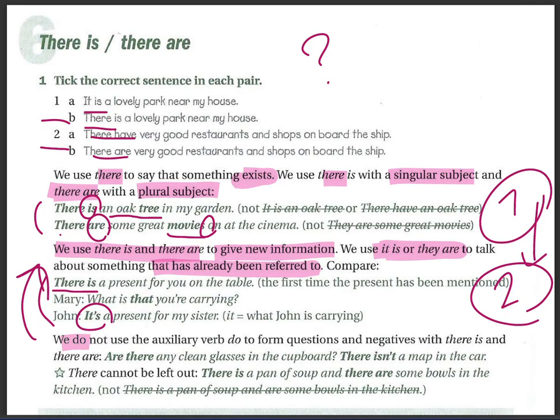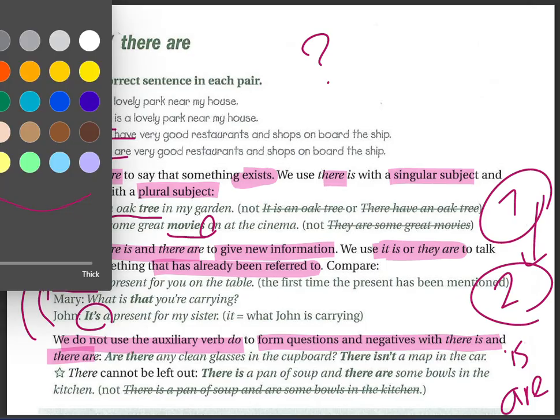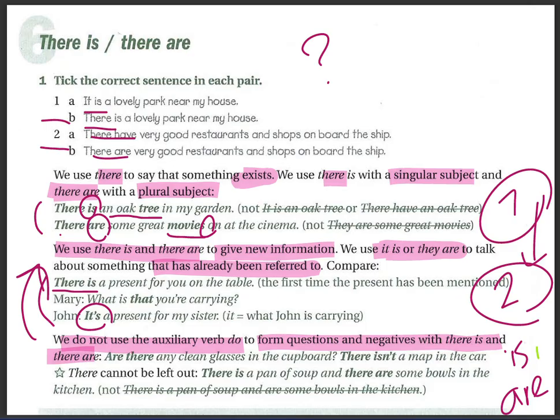We don't use the auxiliary verb do to form questions and negatives with there is and there are. As you can see, they have the verb be, yes, is and are. So in questions, you can use is or are, and also in negatives, you can use the negative ones: is not or isn't, and aren't. Look at here.